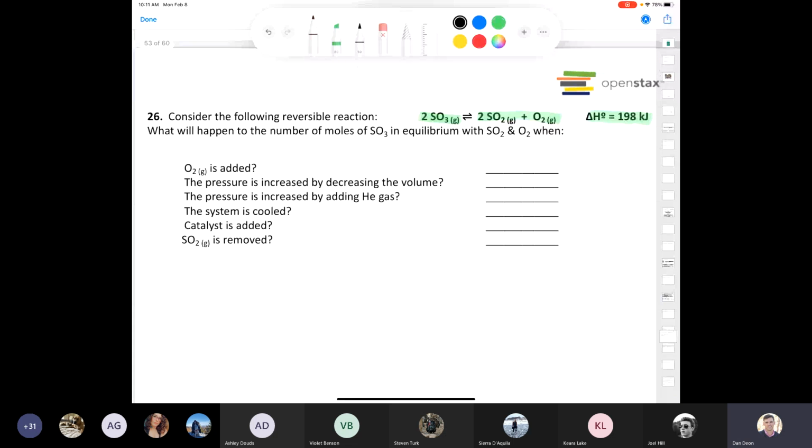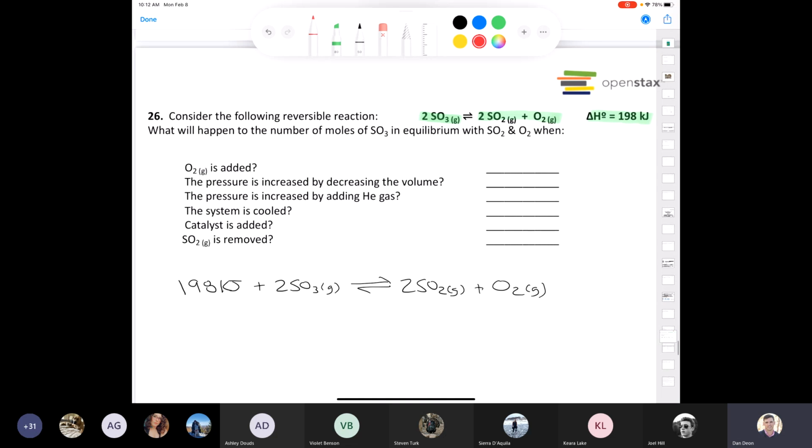So let's write down the reaction. Since it's endothermic, heat is a reactant. 198 kilojoules plus our 2 moles of sulfur trioxide is in equilibrium with 2 moles of sulfur dioxide plus oxygen. Let's see what's going to happen. It's asking what will happen to the number of moles of sulfur trioxide. They're asking it a little differently here, but we need to figure out what happens with SO3. Let's highlight it. That's our molecule of interest.